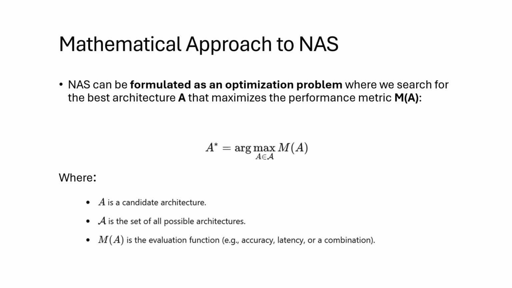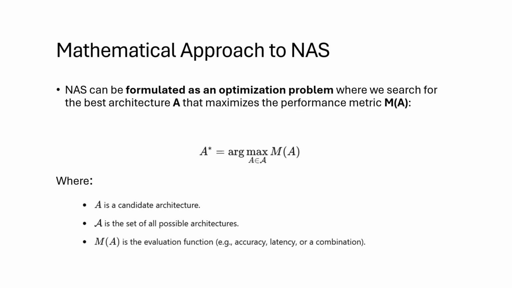Like search space, that is A, it represents all possible architectures including different layer types, connections, and activation functions. Next is search strategy. It determines how we explore different architectures in A, that is random search, reinforcement learning, evolutionary algorithms. And we are trying to find M of A, that is performance evaluation, which measures how well an architecture performs, typically using accuracy, latency, or a composite metric.